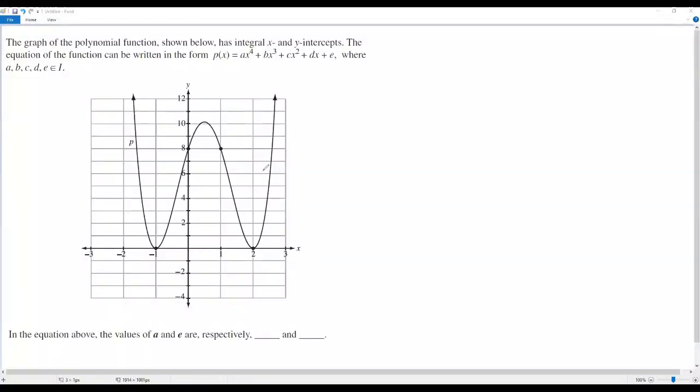Here we have a pre-calculus problem on the board. Okay, let's go over the question. The graph of the polynomial function shown below has integral x and y-intercepts.